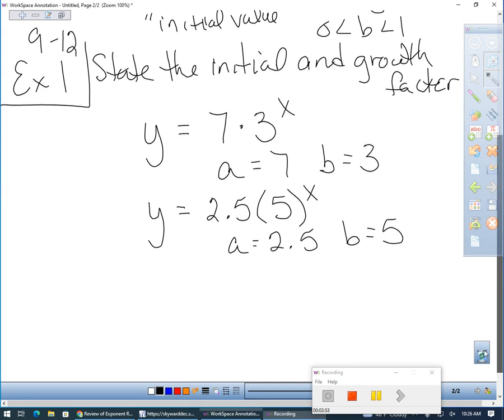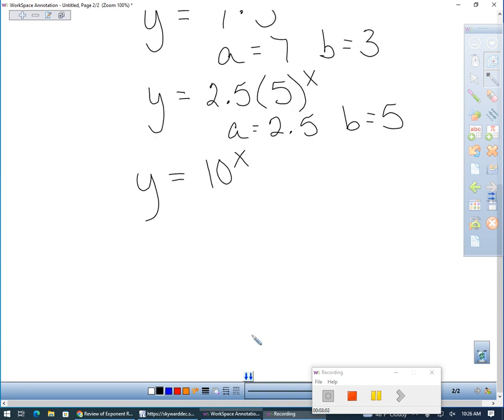So I want to throw one more in this example just because I got to give it a little bit tougher. What if you just had 10 to the x? A is 1. Good. And b, remember, b is the base to your exponent. B is 10. So you can imagine there's that imaginary 1 that's in front of your 10. Okay? All right. That being said, let's go to example number 2.